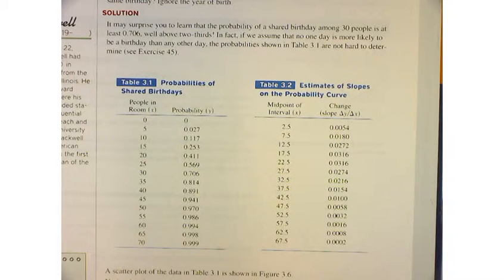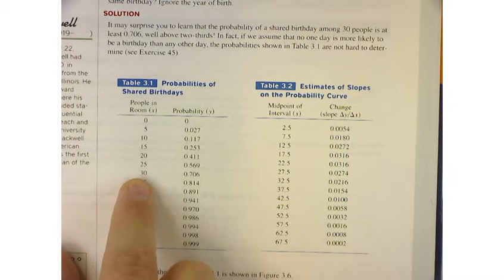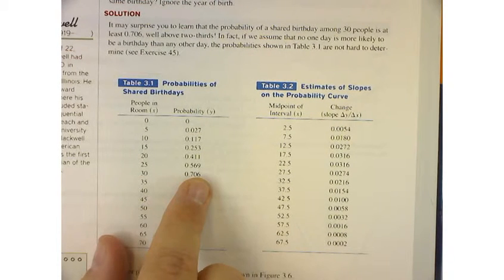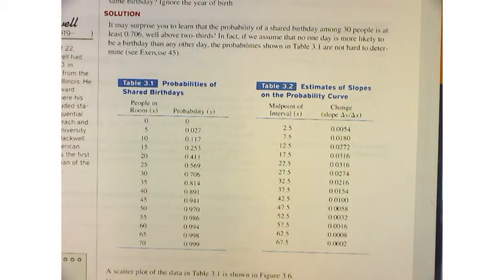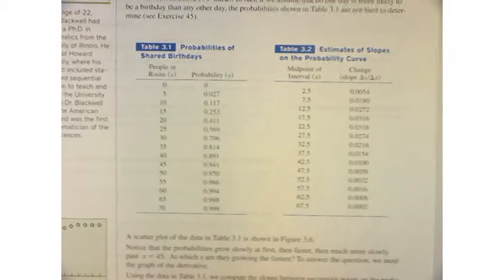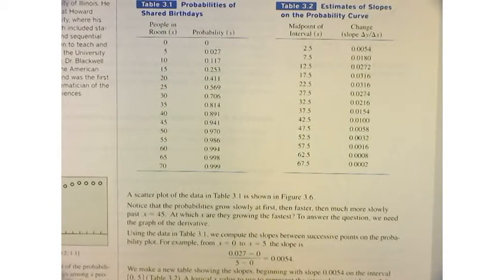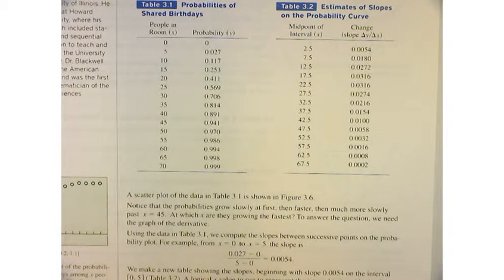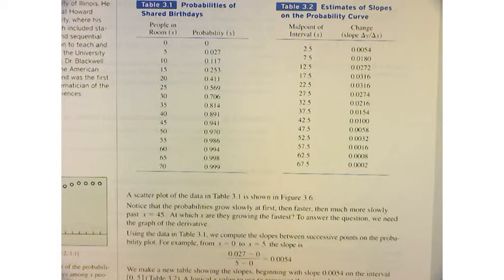Now, it didn't ask us any of that. Truthfully, you could have answered the question just based on this information. So why did they show us the extra stuff? Well, it says, notice that the probabilities grow slower at first, and then they grow faster, and then they become more slow once you get past x equals 45. At which x are they growing faster? To answer this question, we need to graph the derivative. And then it shows you how it calculates the various approximations.